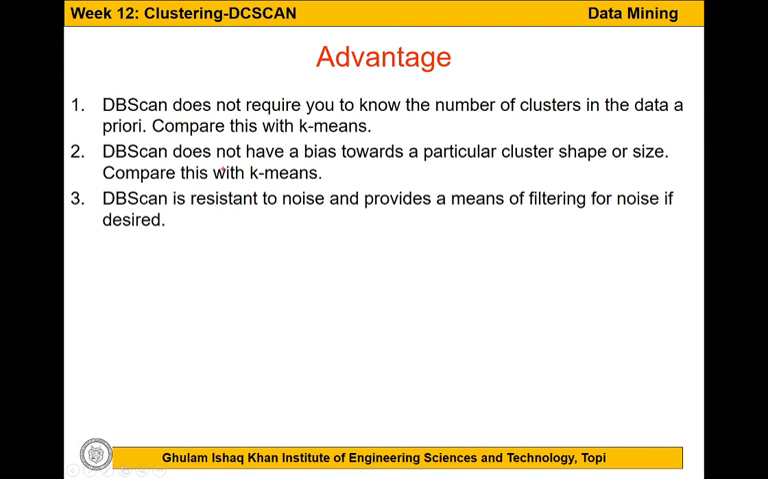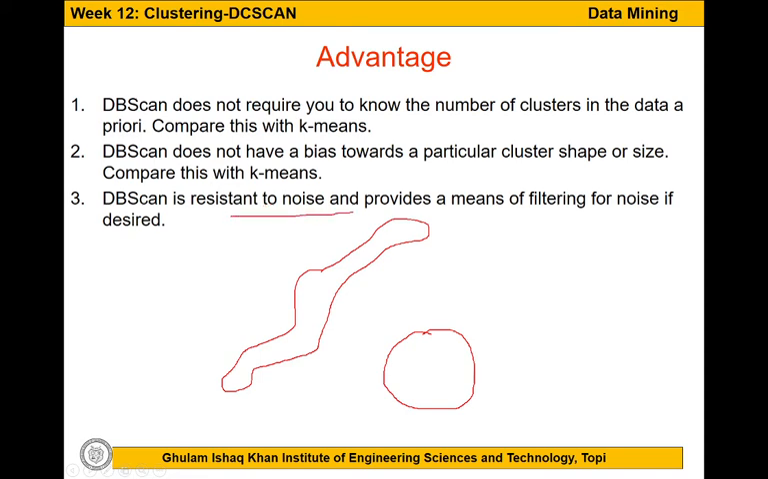And DBSCAN does not have a bias towards a particular cluster shape, because it's not like it always extracts a spherical shaped cluster. It can extract different irregular shaped clusters as well. And this is one of the major advantages of DBSCAN, that it is resistant to noise. If noise is there in the data set, it can easily ignore that and identify it as outliers.